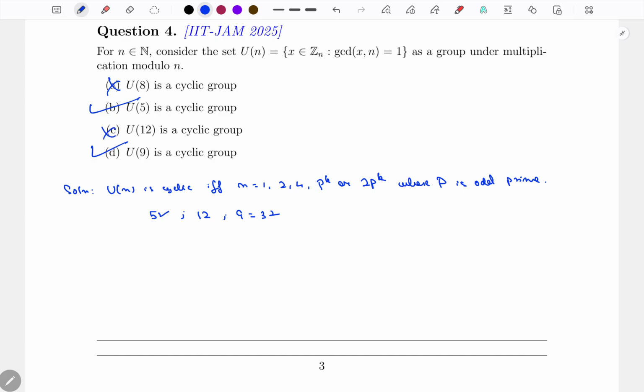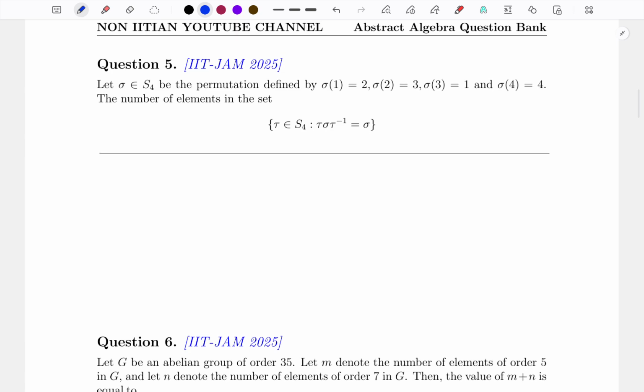Now see, this is such an easy problem, and it was asked in IIT JAM 2025, right? There was nothing complicated here, a very simple result and a very simple set of conclusions. Let us move on to the next problem.